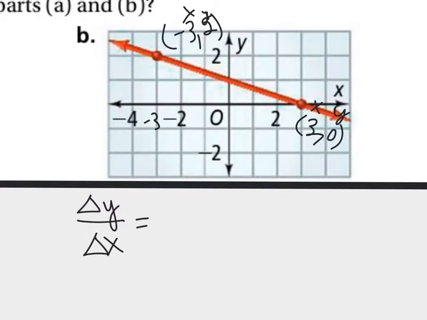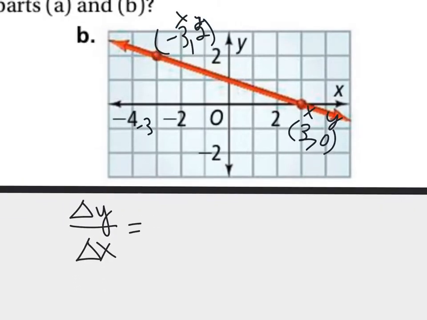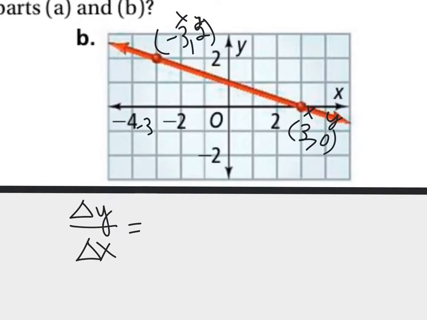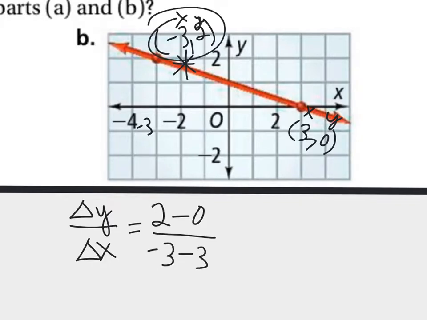So for the y's, changing y, we could do 2 minus 0. So that's starting with that y value. So we're locked in now. We have to do negative 3 minus 3. We have to start with the x value from the same point we started with the y value. So if we do that, 2 minus 0 is 2. Denominator, if you want to add the opposite there, you can. That would be negative 6.